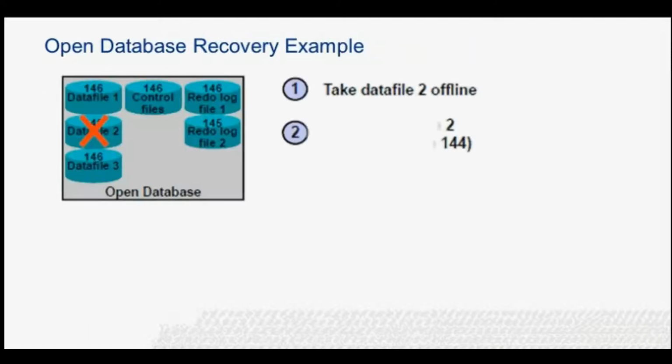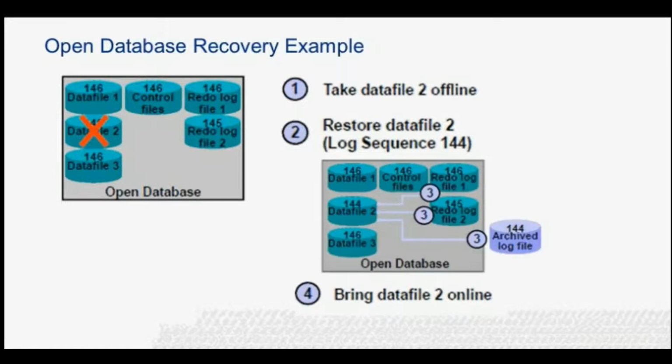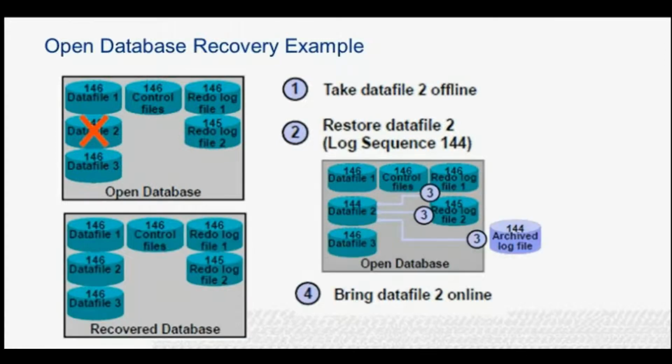Your database is currently open and data file number 2 has accidentally been removed using operating system commands. Because the database is currently open, we can use the following command to determine which tablespace the data file belongs to: select file_id, file_name, tablespace_name, and status from dba_data_files. Then the first step is to issue the query to determine if you need to take data file 2 offline.